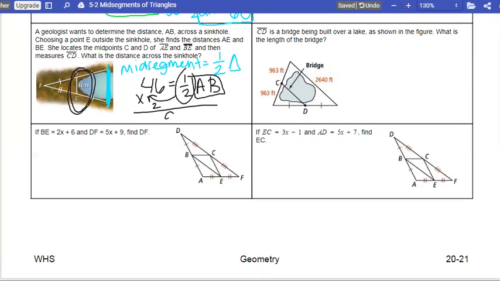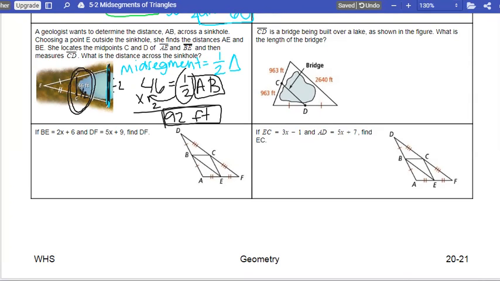46 times 2, we get 92 feet. So if you're given the midpoint or the mid-segment, you're multiplying by 2. If you're given the outer edge of your triangle, you're dividing by 2. So given the midpoint, mid-segment, you multiply by 2. If you're given the outer edge of the triangle, you divide by 2.